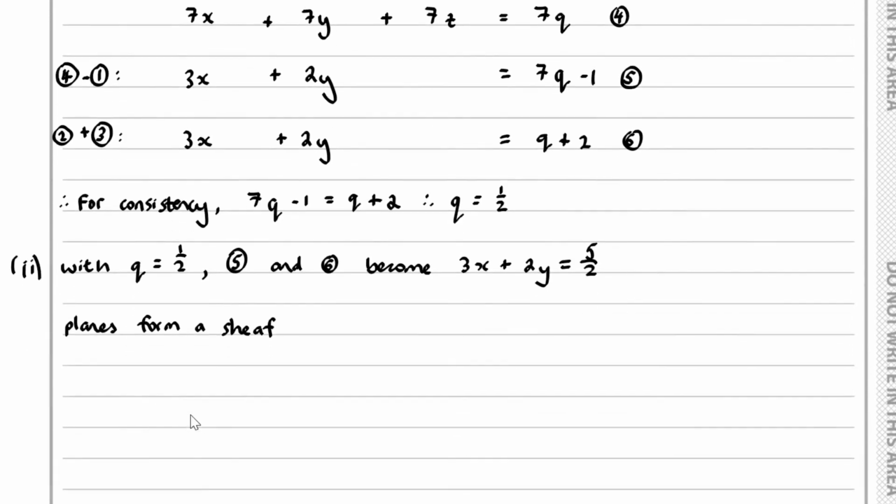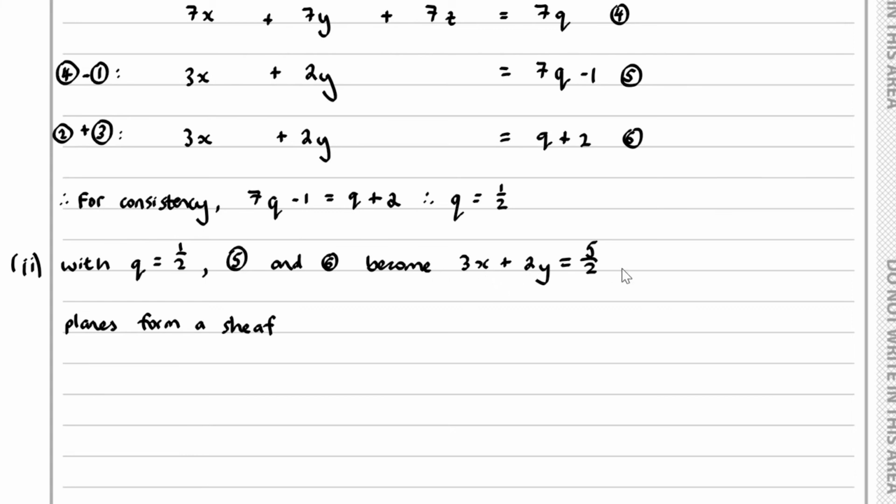So the way we can do this is multiplying this equation by 2. So here we're going to have 6x plus 4y equals 5. We'll call this equation 7. And if they form a sheaf, we can therefore conclude that they intersect on a line.